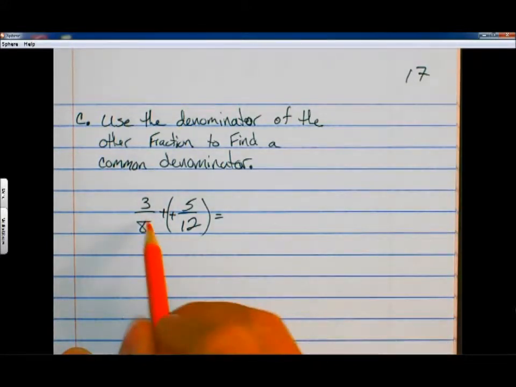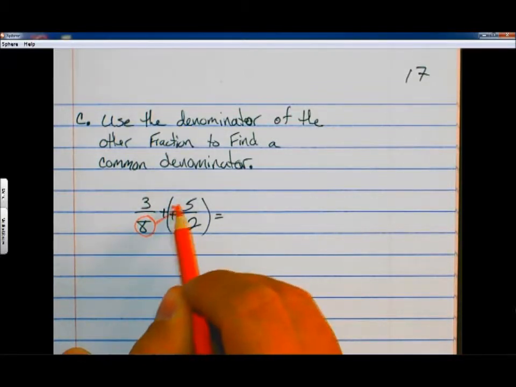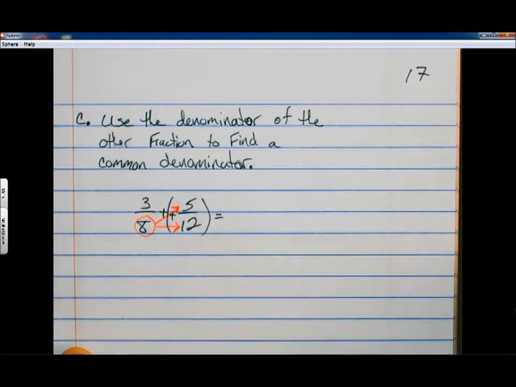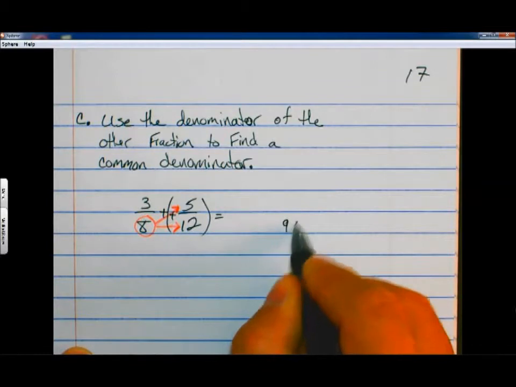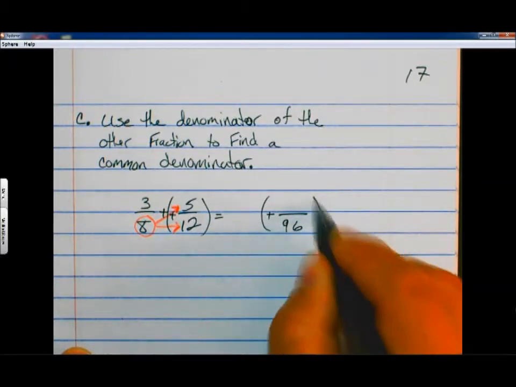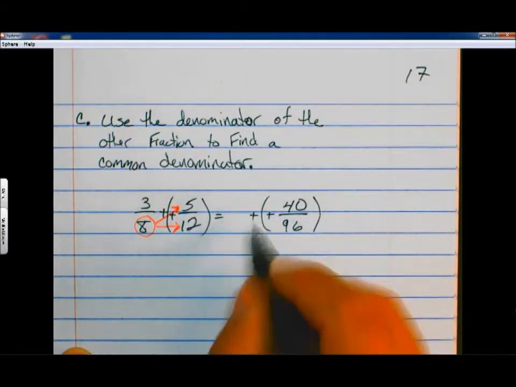Now take your red pencil. What I want you to do is circle and draw arrows to both numerator and denominator. That means we're going to use 8 to change 5 and 12. That will give you your second fraction. So we use the denominator of the first one to change the second fraction. So 8 times 12 is 96, and 8 times 5 is 40.